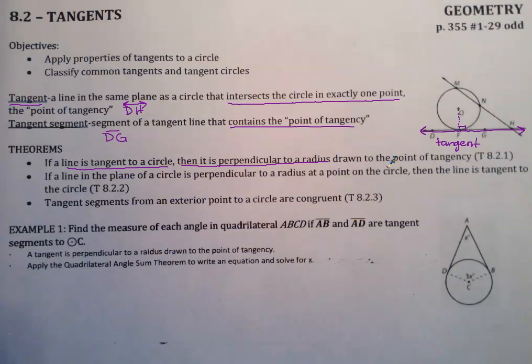The last one: tangent segments from an exterior point to a circle are congruent. So if we look at this other diagram down here, we have this exterior point, so tangent segments from an exterior point. These are the tangent segments, the segment that connects the point to the point of tangency. So these segments are congruent.